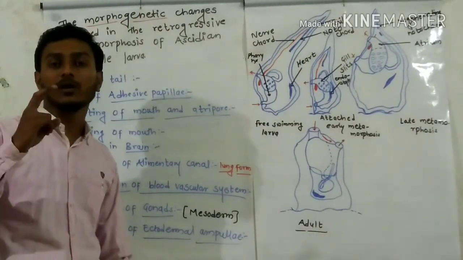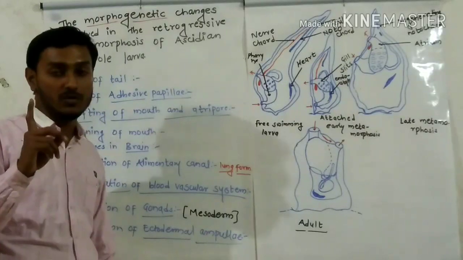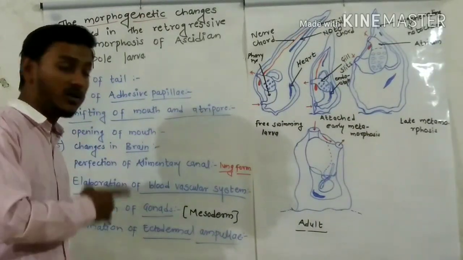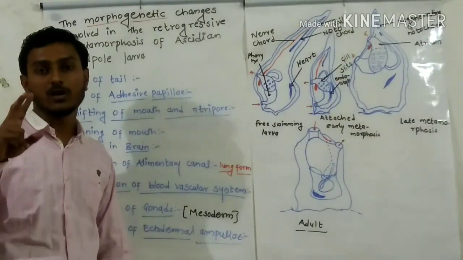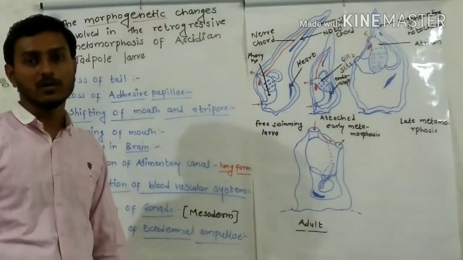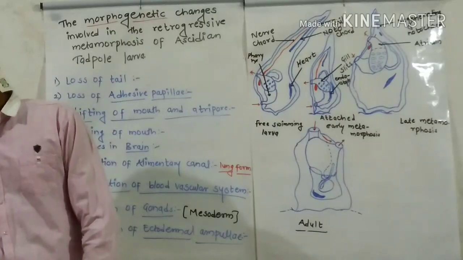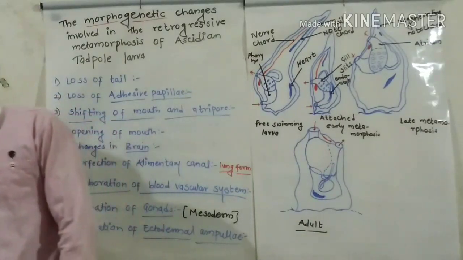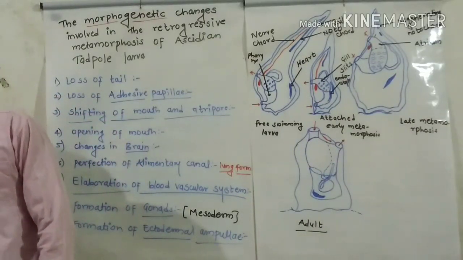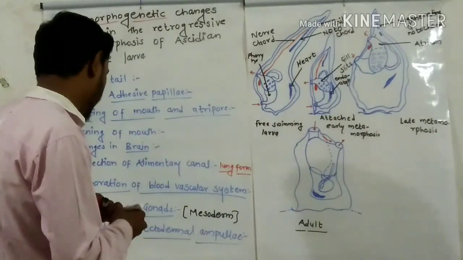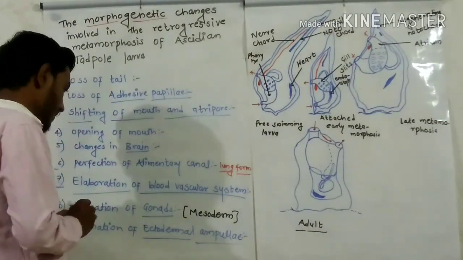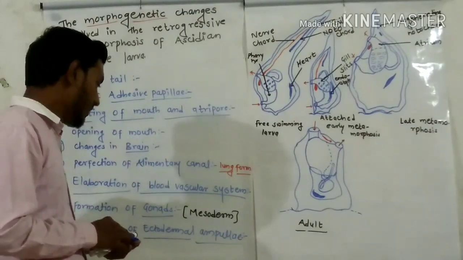And now the point may come to your mind, what is the function of this ectodermal ampullae? Ectodermal ampullae serves for the dual function. It functions for the attachment as well as for respiration. Okay, means anchorage part and the attachment part and the respiration part.